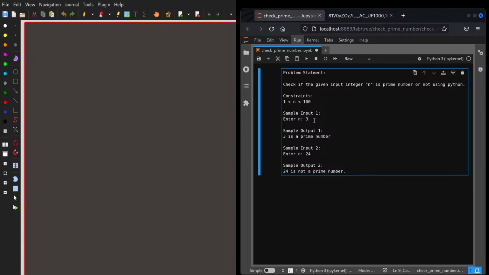So sample input 1: n is 3. At that time, it has written that 3 is a prime number. So what is a prime number? If 3 is a prime number, then what condition is defining this as prime and that as not prime? What's differentiating the numbers as prime and not prime?